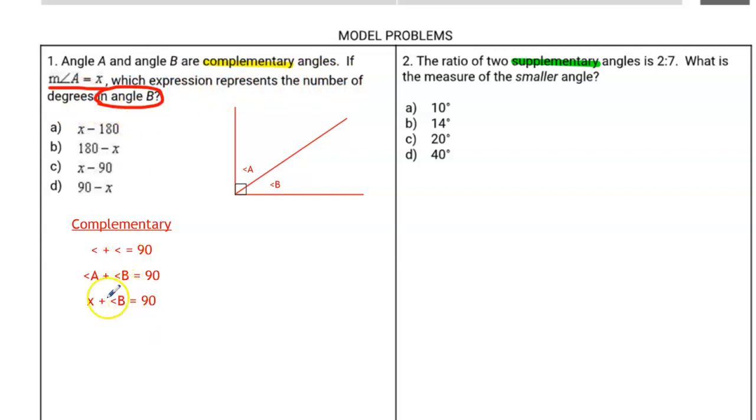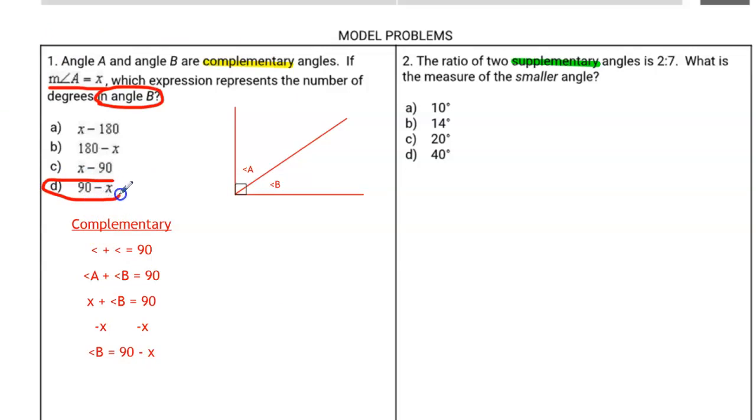Angle B is here, so in order to solve for angle B, I need to subtract the x from both sides. I'm going to use opposite operations. So subtract x from the left-hand side and subtract x from the right-hand side. That means that angle B is all alone on the left-hand side. That's equal to, since these are not like terms, I'm going to write it as 90 minus x. And couldn't be easier, couldn't be simpler. I found my answer, 90 minus x.